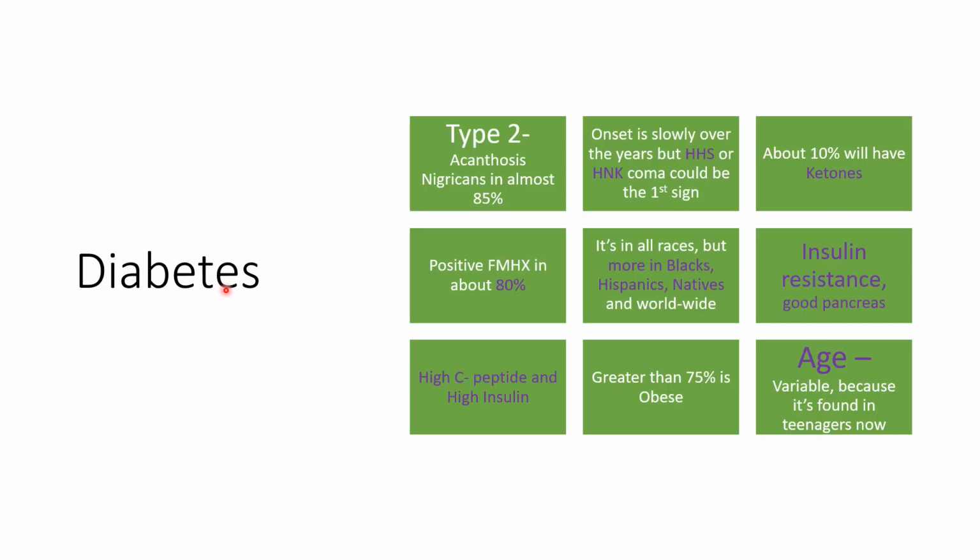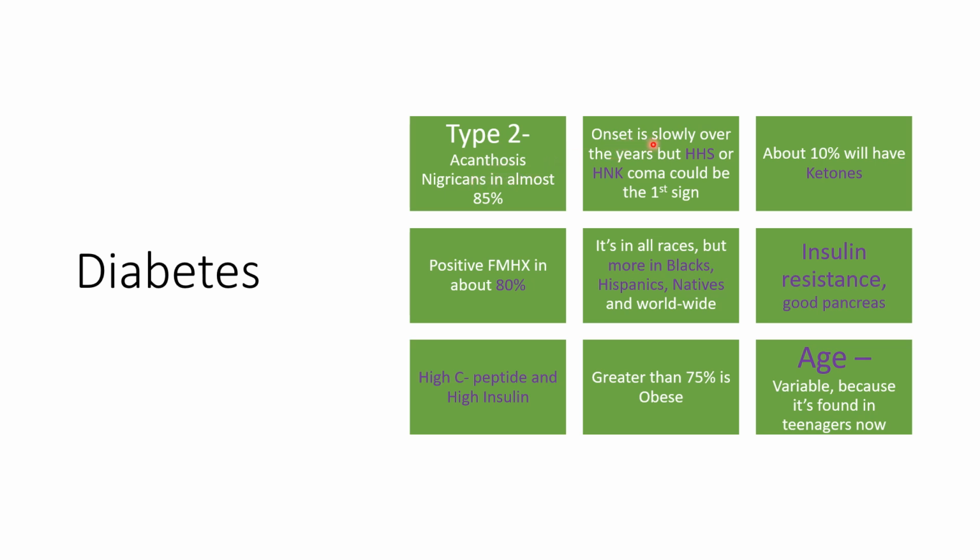Now, type 2. Oh, so somebody is saying I'm familiar with this. Let's go through this together. Type 2, remember I said acanthosis nigricans will be minimal in type 1. Here, it will be significant. It will be present in almost 85% of type 2 diabetes mellitus patients.